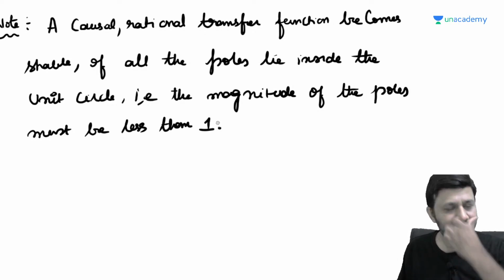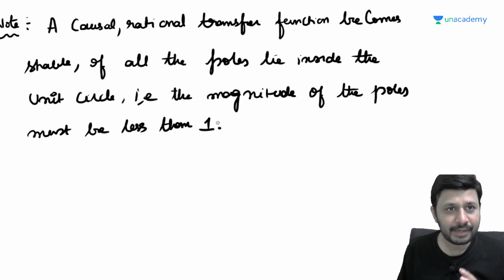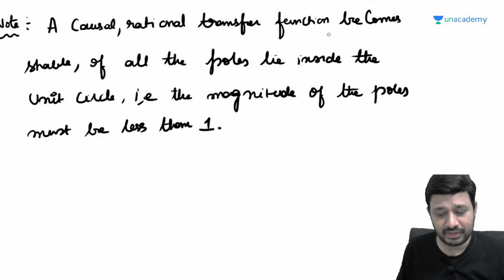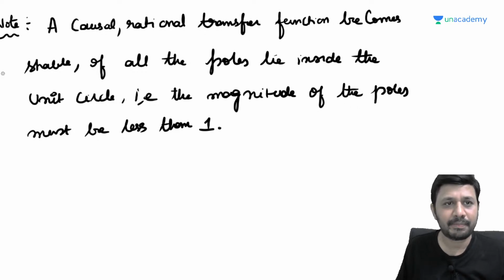Now if you remember, I made a similar kind of statement in Laplace also. In Laplace, what did I say? A causal rational transfer function becomes stable if all the poles lie on the left half of the S plane. Here I am saying, if all the poles lie inside the unit circle. So what is the condition I said there? The poles must have negative real parts. Here, the magnitude of the poles must be less than 1. If the magnitude of the poles is less than 1, then only they can lie inside the unit circle. Very, very important statement.